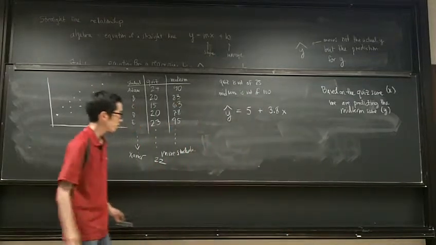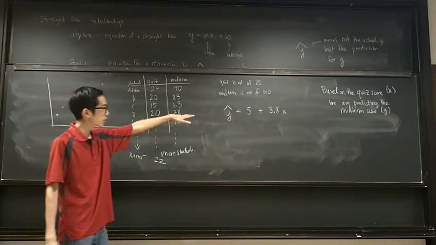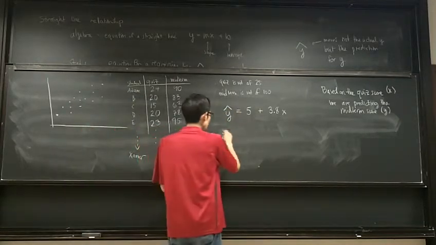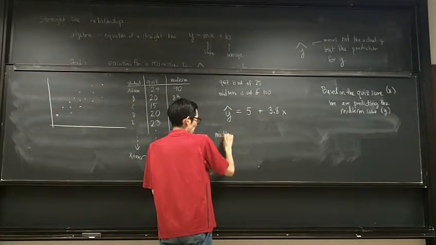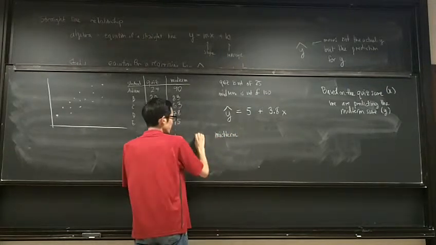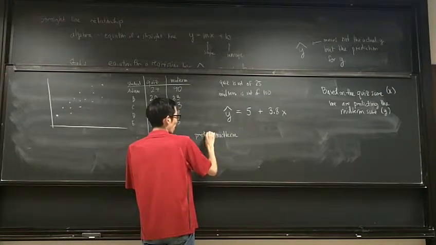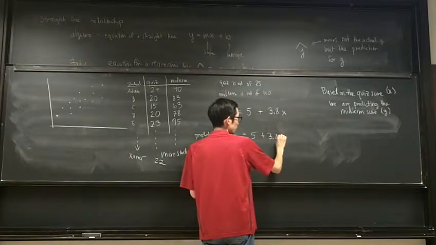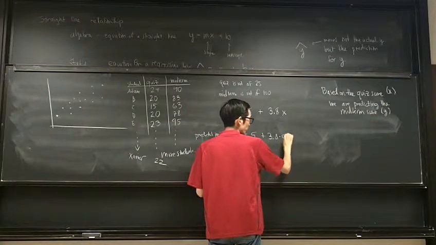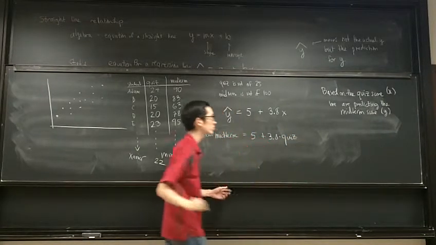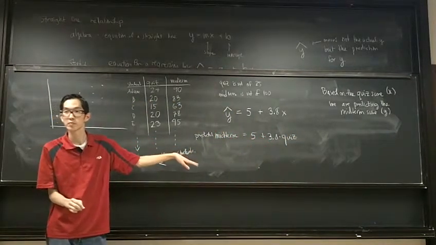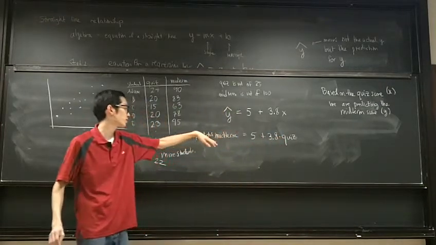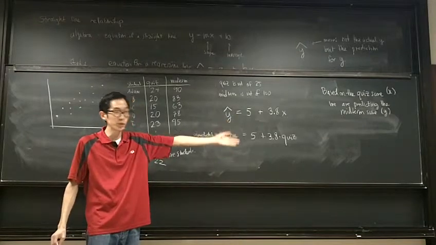Okay? So instead of writing y and x, I could actually put in the things themselves. I could say predicted midterm is equal to 5 plus 3.8 times the quiz score. Does that make sense? These two things are saying the exact same thing, except I've written out what y represents and what x represents.